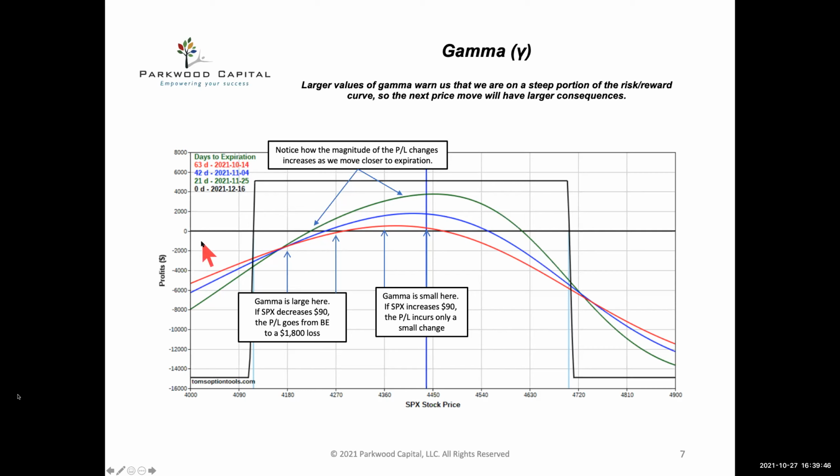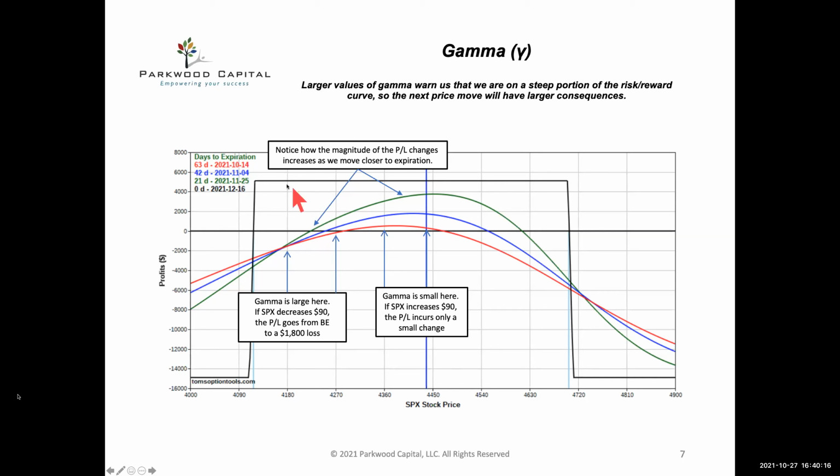Notice the difference in the P&L. We're going from a loss that's close to $2,000 to nearly break even with that $90 change. But notice the difference here. Here's another $90 change. It almost makes no difference. It's close to break even either way. So this is showing you how gamma is larger here, because our sensitivity to the next dollar change is greater than it is here.